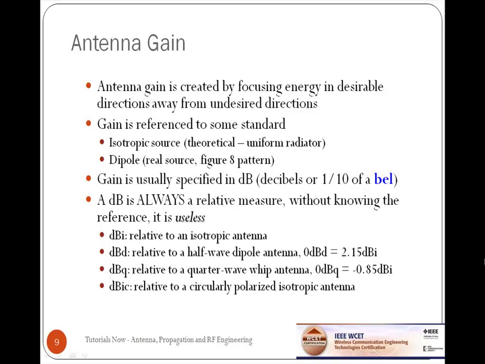So an antenna gain has to be referenced to some standard, either an isotropic source or a dipole. The isotropic source is basically defined as a uniform radiator, whereas the dipole usually has a figure-8 field pattern. Gain is usually specified in decibel, or 1/10 of a bel.